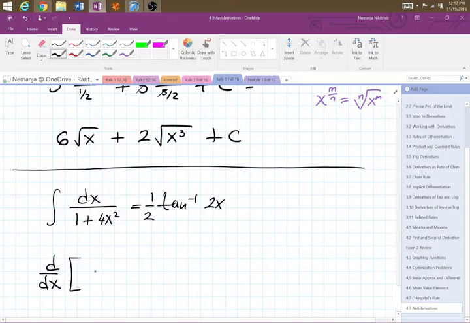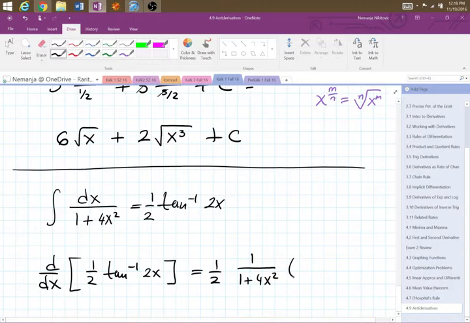So I have 1/2 tangent inverse of 2x. We copy 1/2, and then it's 1 over 1 plus 4x squared, and then the chain rule, because this was not x, it was 2x, gives me 2, which will cancel the half, and I got the thing. This is why integration is so beautiful. Every time you integrate, you can take the derivative to check it. It's very quick.